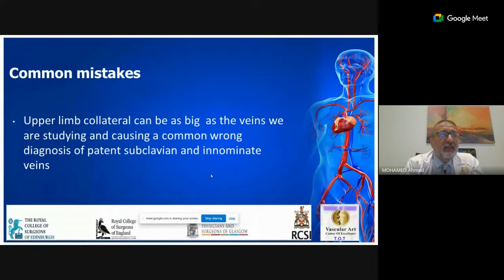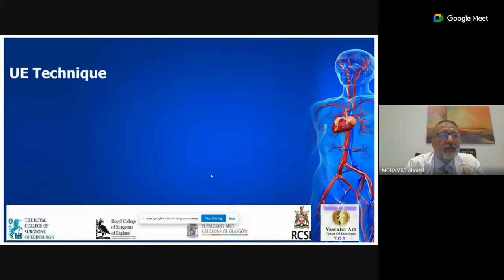Common mistakes, as I mentioned: you get a lot of upper limb collaterals. These collaterals can make you confuse that the vein is dilated, while in fact the main vein is occluded, but you get a reactive collateral. You don't see that in the lower limb, but you see it a lot in the upper limb.